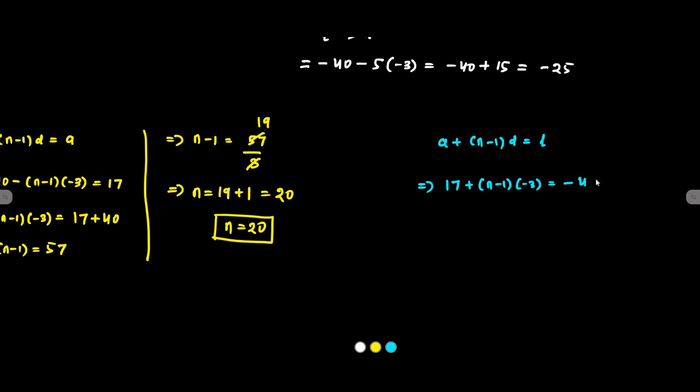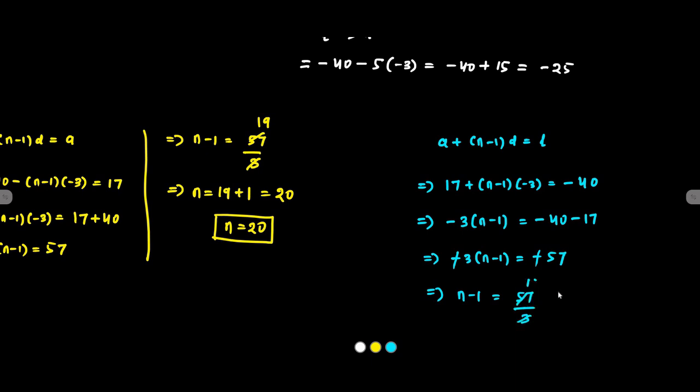Minus 40. So that implies minus 3 into n minus 1 is equal to, the 17 goes to the other side, so minus 40 minus 17. That implies minus 3 into n minus 1 is equal to minus 57. Minus minus gets cancelled, becomes plus. That implies n minus 1 is equal to 57 by 3. Again the same way, this becomes 19. That implies n is equal to 19 plus 1, which is equal to 20. So n is equal to 20.